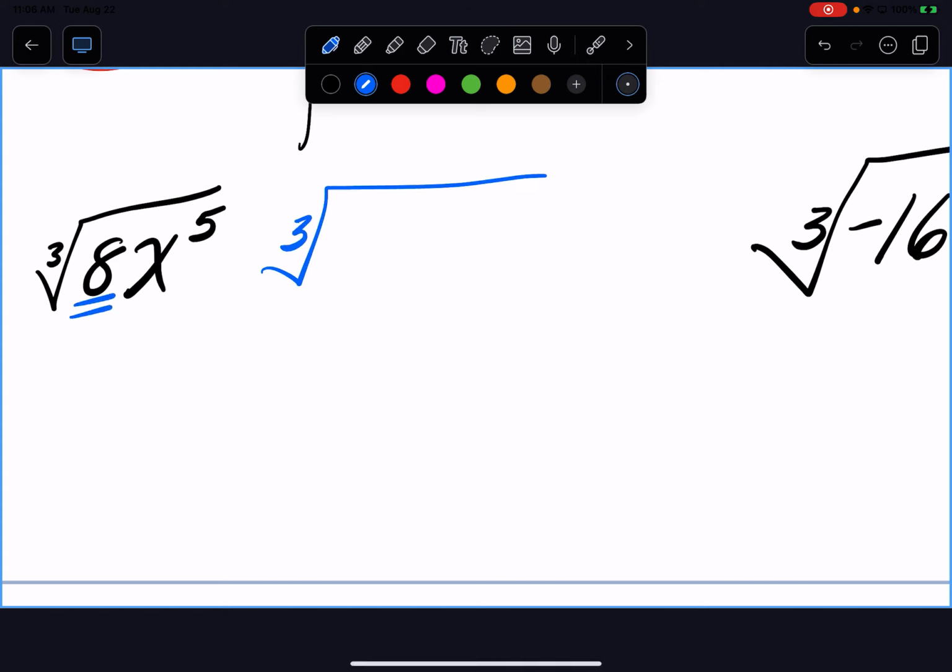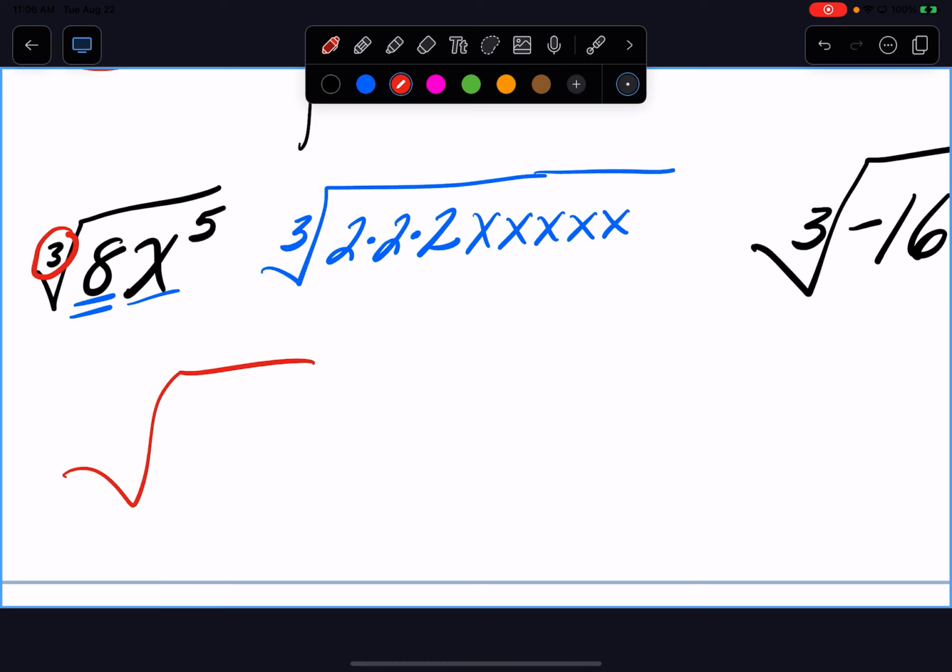What multiplies to be 8? 2, 2, 2. 2 times 2 times 2. Does 2 break down any further? No, so we're good. X to the 5th is 1, 2, 3, 4, 5 x's. True? And now we're pulling out groups of how large? 3. Isn't this a cube root? Yeah. So think about this. What undoes a cube root? Power of 3. So we're actually pulling out groups of 3.